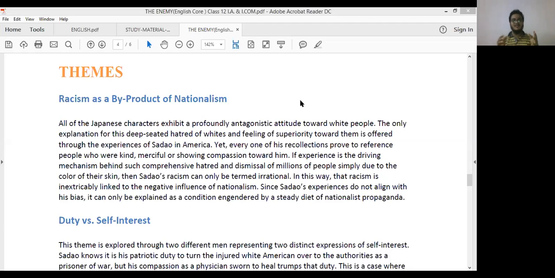Students, you can see here the lines are talking about the hatred of whites and the feeling of superiority toward them, which is offered through the experience of Sadao in America. So the only explanation for this deep-seated hatred is that the hatred was already inserted in their minds. When Sadao was in America, he had this bitter experience, the whites who hated these people.